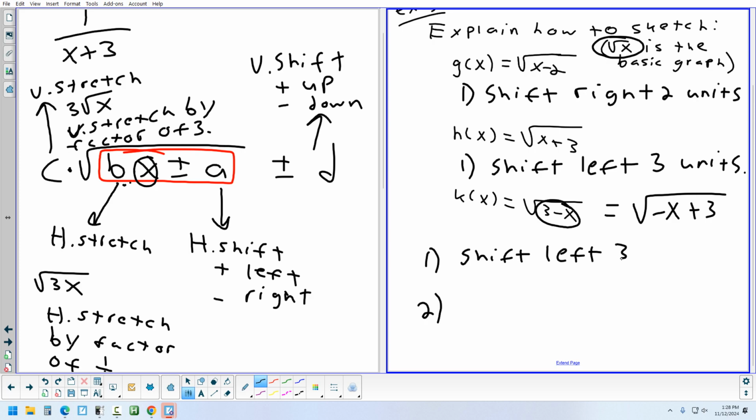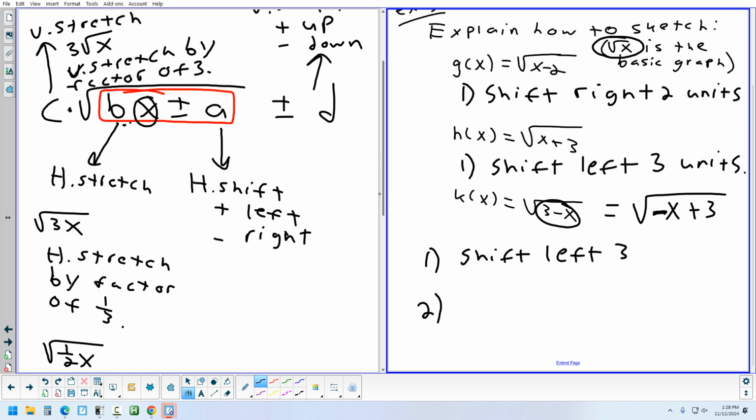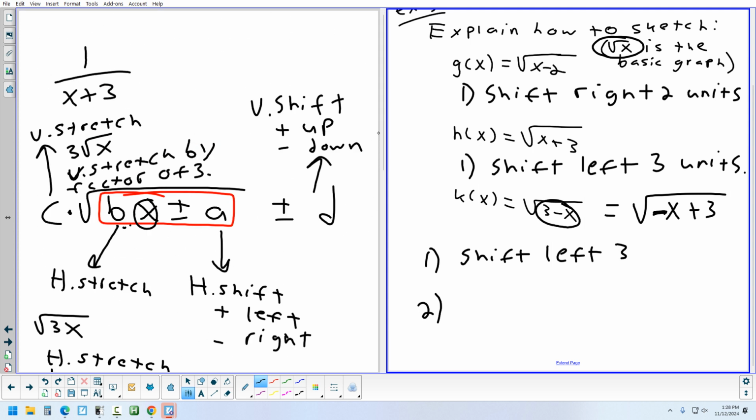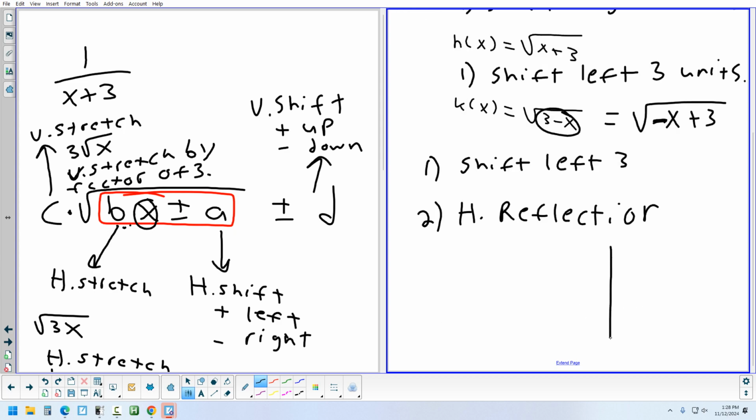And what about this negative in front of the x? It's in the spot where B is, and it's negative. So what does it say if B is negative? It's a horizontal reflection. Would that just be like a horizontal reflection, like 1? A horizontal reflection means if it originally looked like this, now it looks like that. But if it's just negative x without the number there, is it just 1? Yeah, just like a negative 1. That means there's no horizontal stretch. It's just 1. It stays the same.